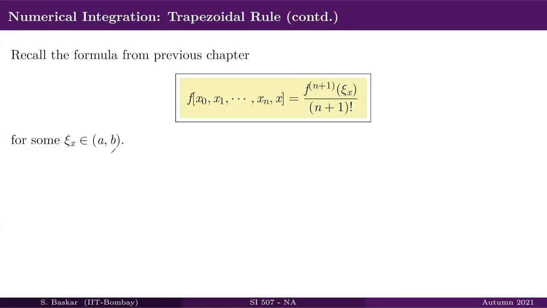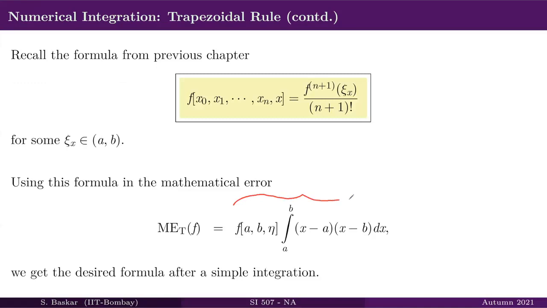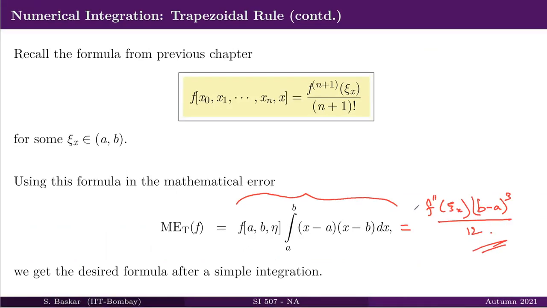So let us use this formula in the expression that we have derived so far for the mathematical error of the trapezoidal rule, and that gives us f double dash of xi x into, you have to integrate this term, and that gives us (b minus a) cube by 12. And that is what we wanted to obtain as the mathematical error expression. Sorry, I have missed a minus sign here. It is minus f double dash of xi x into (b minus a) cube by 12.